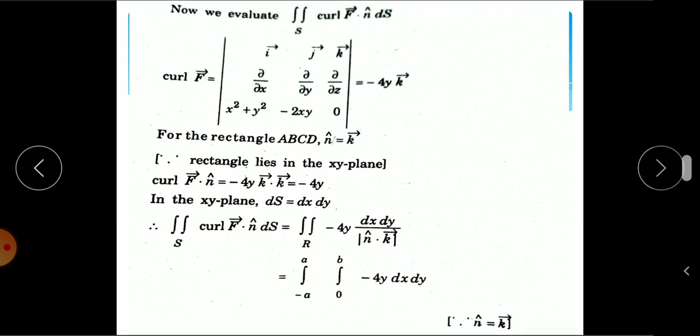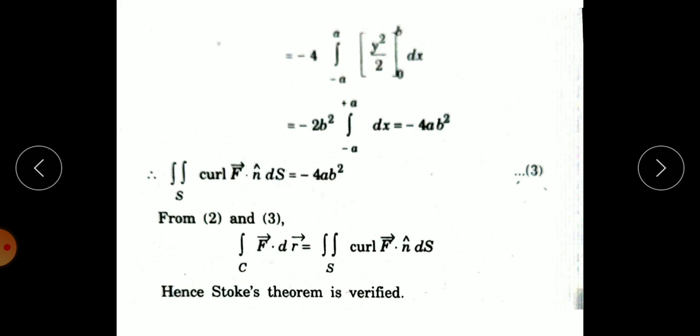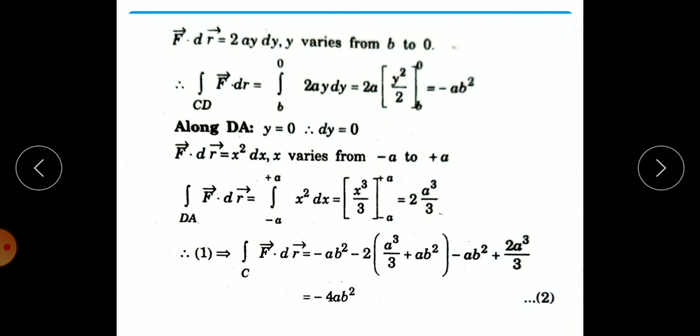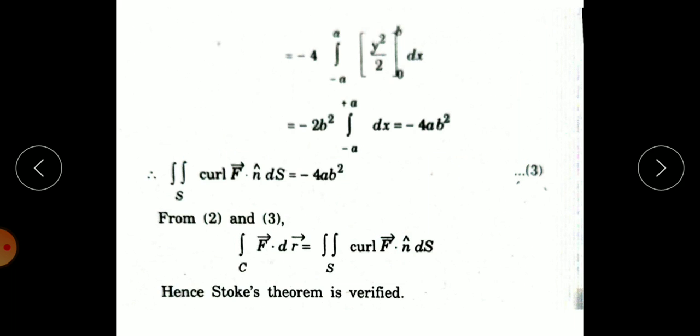Since n vector equals k vector, after integrating this we get the answer minus 4ab squared. So from equations 2 and 3, there also we are getting minus 4ab squared after resolving this. So both are the same. Hence we prove the Stokes theorem. Both sides give equal answers, so Stokes theorem is verified.